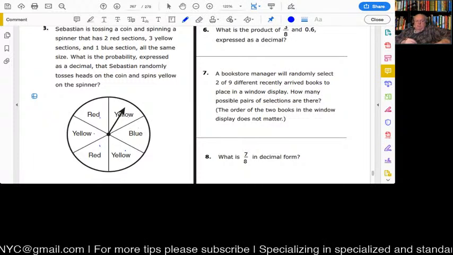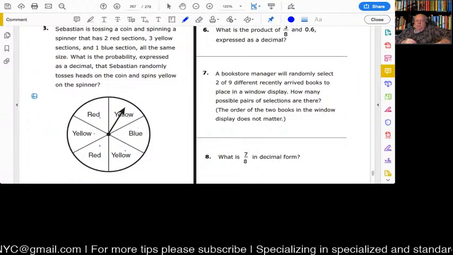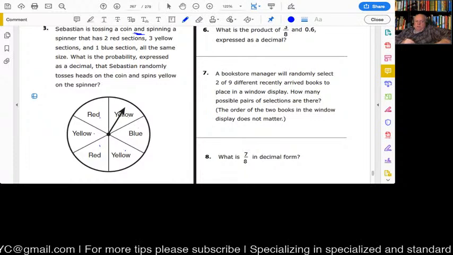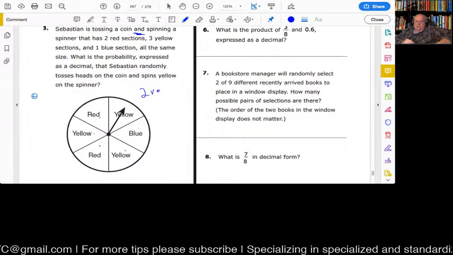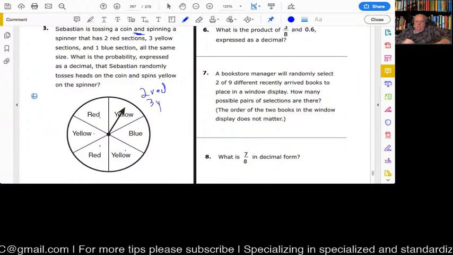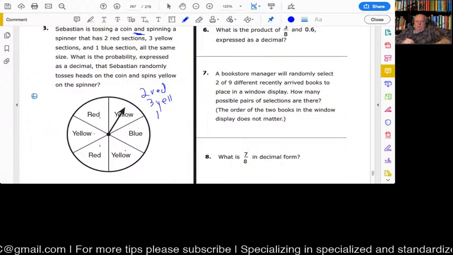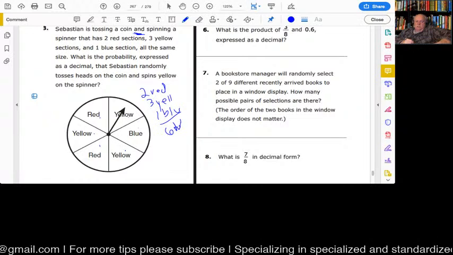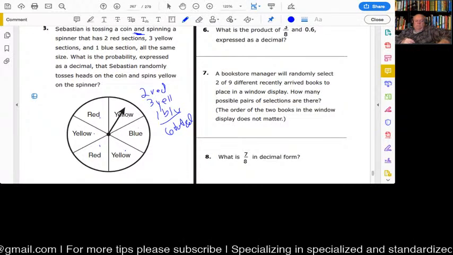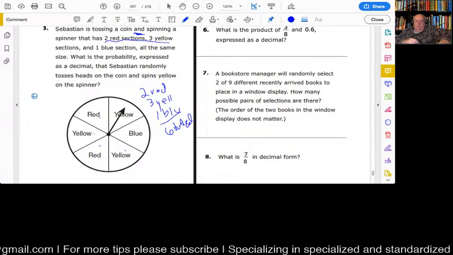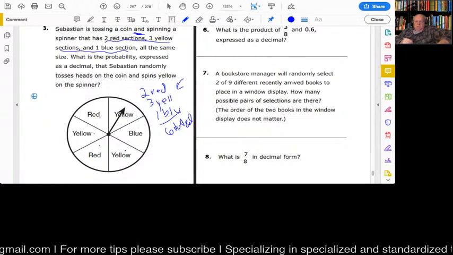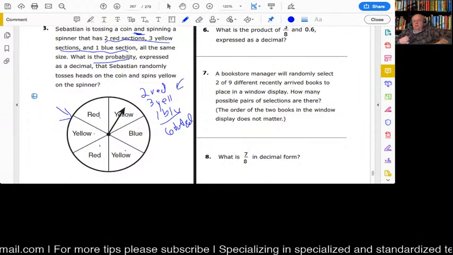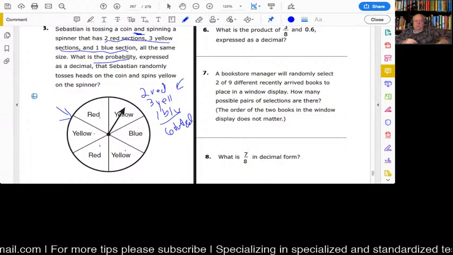All right. Sebastian is tossing a coin and spinning, so he's doing both, I guess, simultaneously. Has 2 red sections, 3 yellow and 1 blue. Okay, that seems to be the end of it. And I normally total it, so I get 6 total, right? So when I see something like this, I just automatically build this little table like this. Okay, what is the probability, right? So that's my guess. Once you see a spin or a coin, you know that's what's going to happen. What is the probability expressed as a decimal?